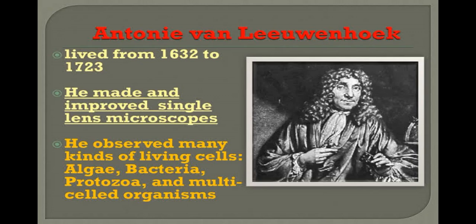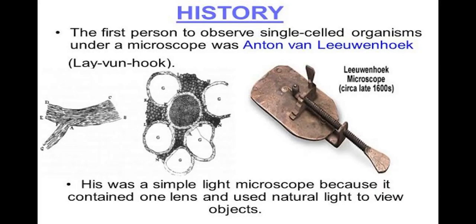He contributed to cell theory by believing that there were seeds or eggs too small to see by the eye being planted into food and other things. So his was a simple light microscope because it contained one lens and used natural light to view objects. He used a single lens microscope, which he made, to make the first observations of bacteria and protozoa.